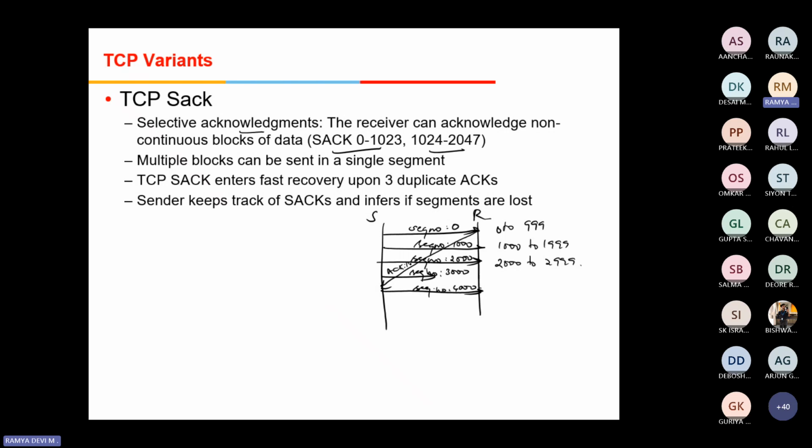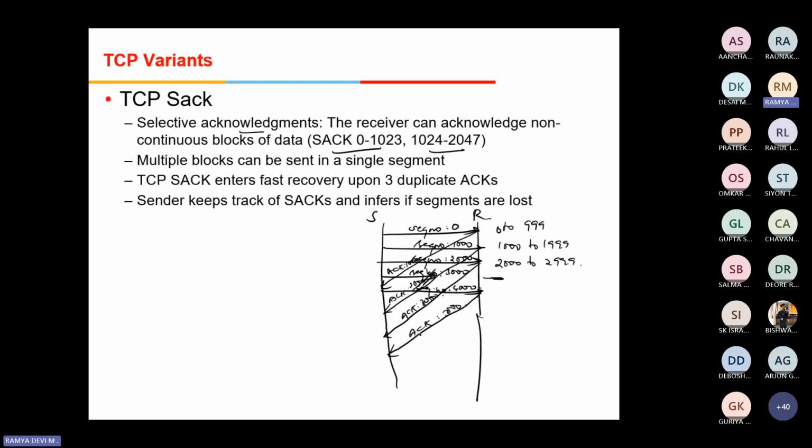ACK 1000, which tells that I'm waiting for the next byte. Then ACK 2000. For the next, what will be the acknowledgement? ACK 3000. So what happened here? There is a packet loss, right? So this will not be received at the receiving side. After the next packet is received, it will still say ACK 3000.